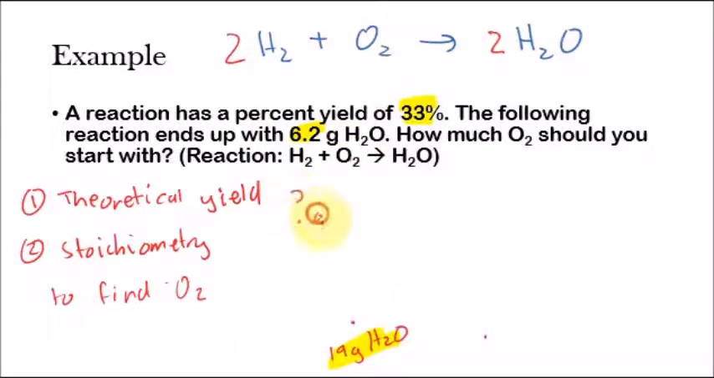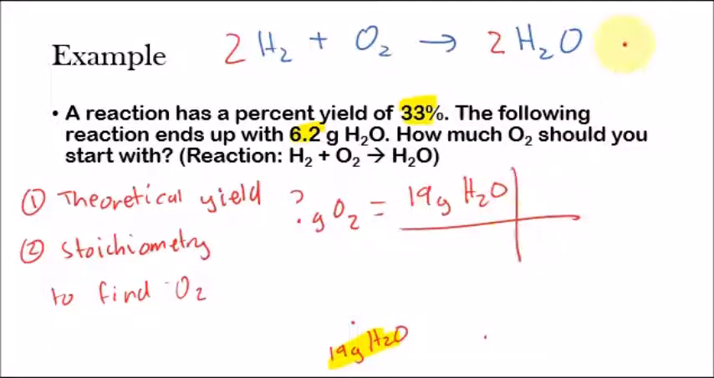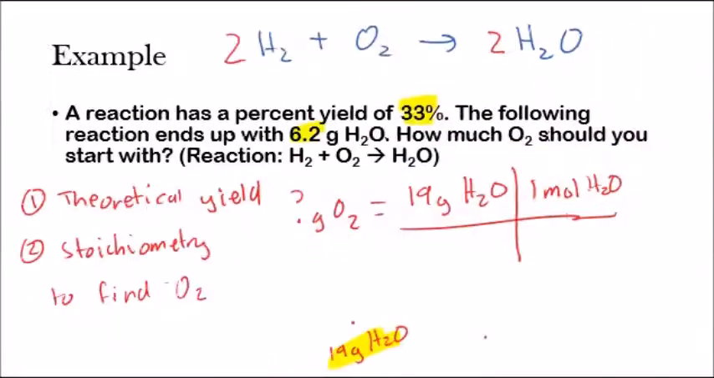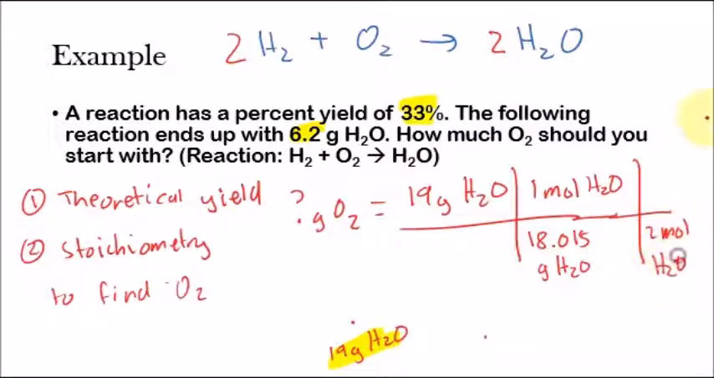So we're looking for grams of O2. We're given 19 grams of H2O, and let's first convert to moles. So 1 mole of H2O has a mass of, I think we calculated this earlier, 18.015 grams. The reaction is telling us for every 2 moles of H2O which is created, 1 mole of O2 is consumed, so we can use that.